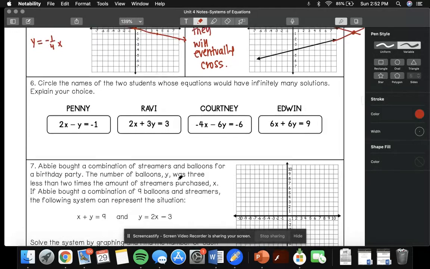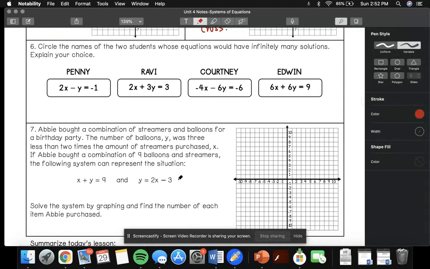Number 6 says, circle the names of 2 friends whose equations would have infinitely many solutions. So infinitely many means a whole bunch of possible answers. I think of all the ordered pairs in the world, which means they need to have the same exact line. So I'm just going to start solving some of these and see which ones have the same exact line.